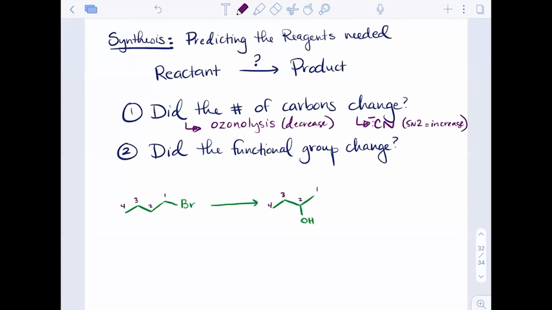The second thing to focus on is the functional group. If you are struggling with identifying or naming functional groups, take the time to go back. This was in chapter 2, so it would be really important to be able to communicate what functional groups have changed so that you can hone in on the reagents that introduce that functional group. So here in this example, I see that a halogen has been changed to an alcohol. But this isn't your typical SN2 reaction because we do see that the position of the alcohol is different from the position of the actual halogen.